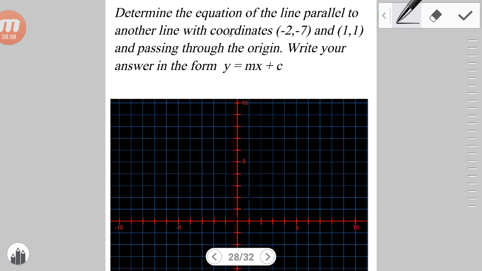We're asked to determine the equation of a line that is parallel to another line with coordinates (-2, -7) and (1, 1), and it's passing through the origin. We are to write the answer in our general form, y = mx + c. So this question is a little easy in terms of what we're expected to see here. Let's look at some keywords in the question: equation, parallel, and passing through the origin. Those are the key terms in this particular question.